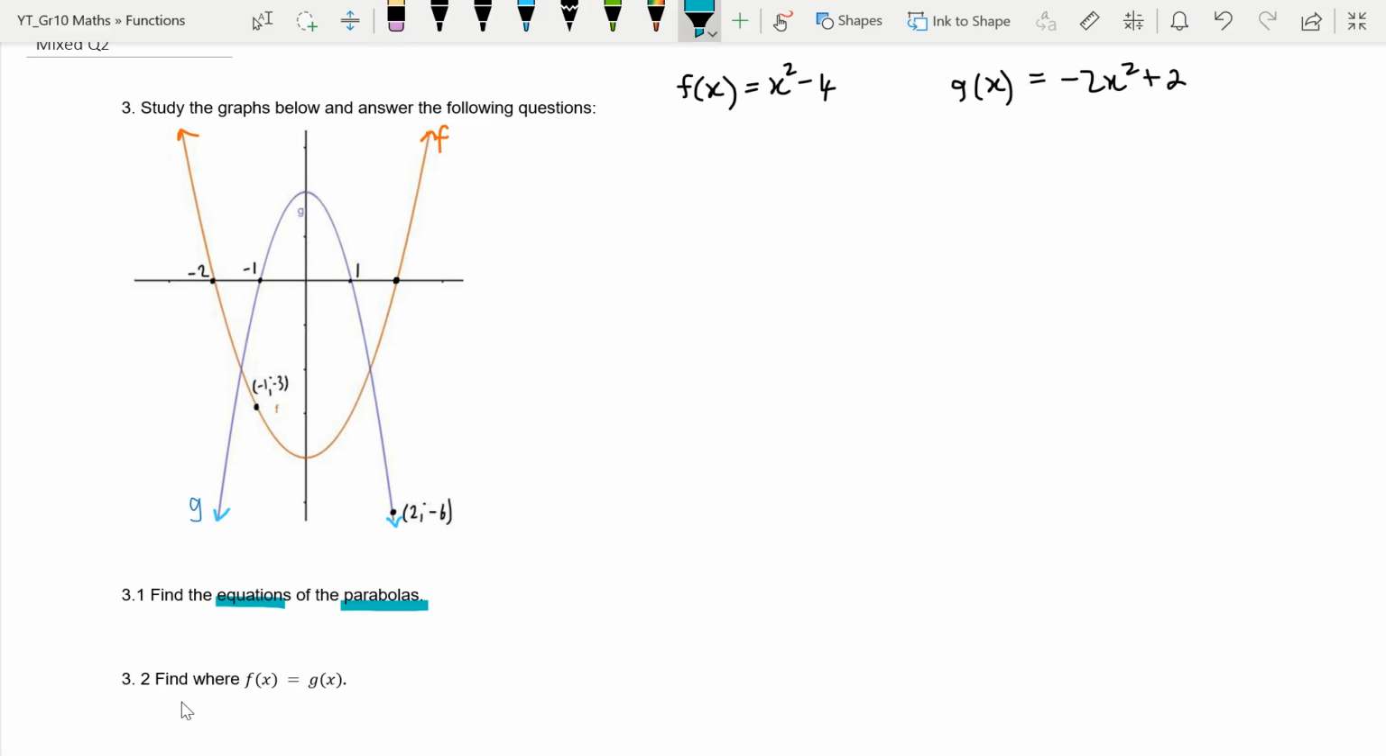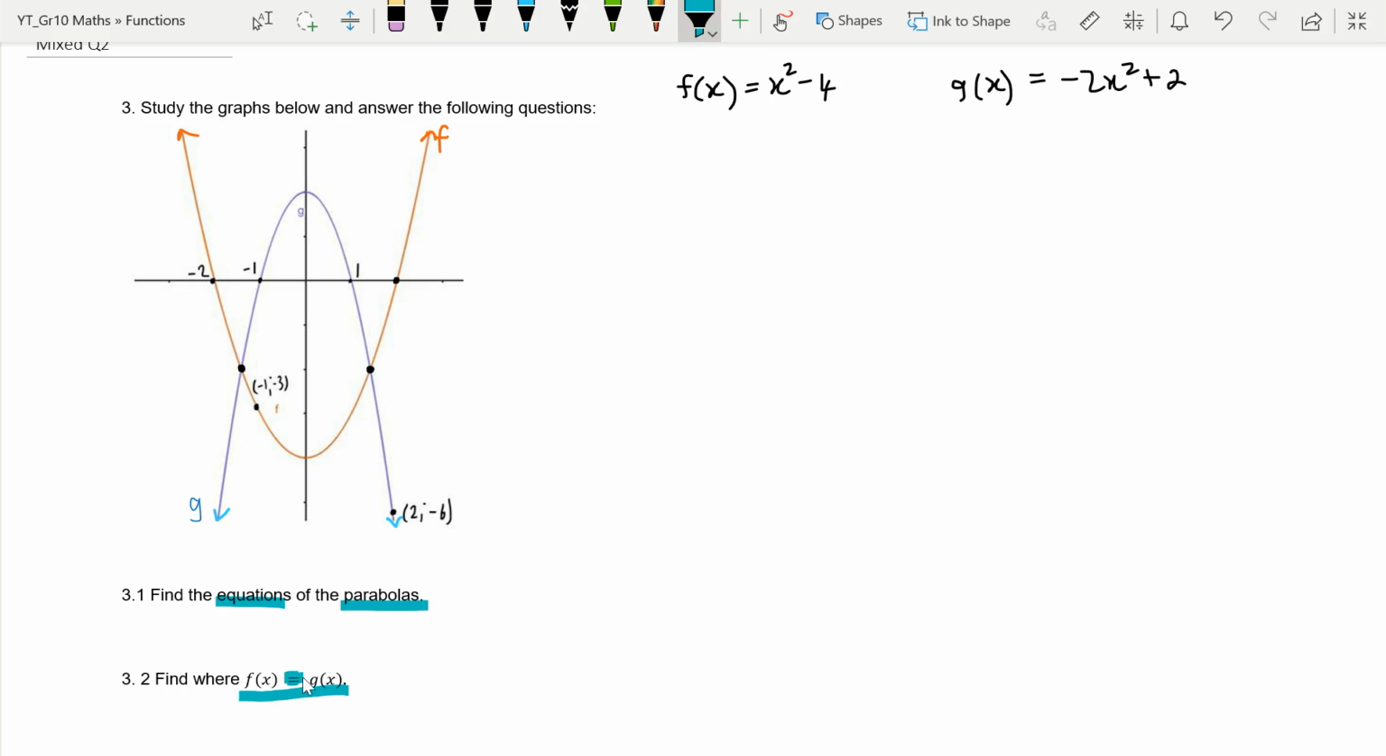Question 3.2 says, find where f of x and g of x are equal to each other. So we need to find where those 2 points are equal to each other. We can do that because they are looking for those points where they are equal to each other. Which 2 points do those 2 graphs share? And we literally need to do what they're asking us to do.